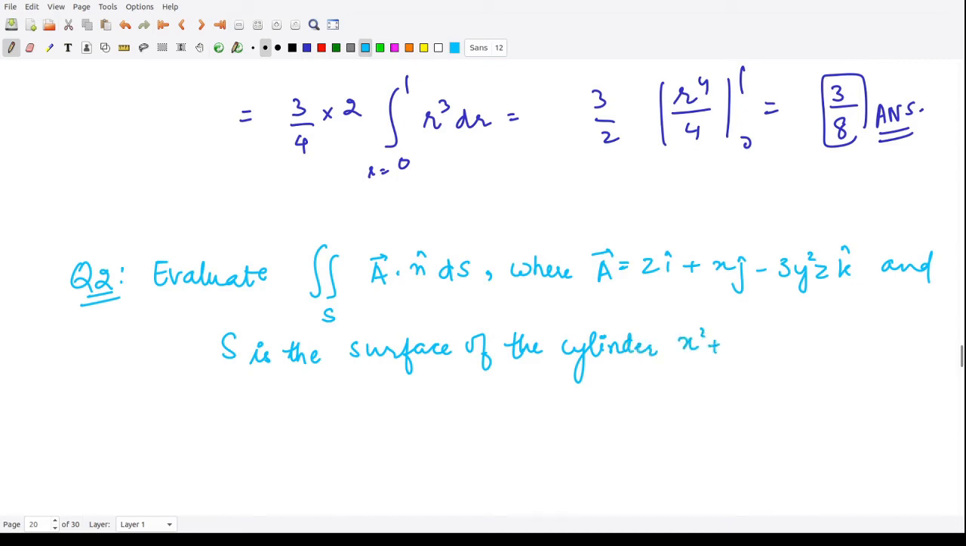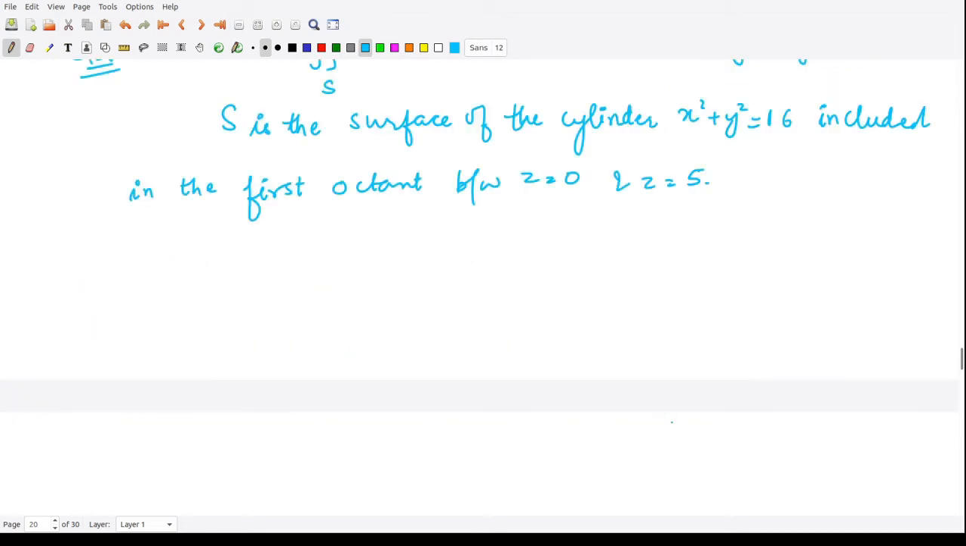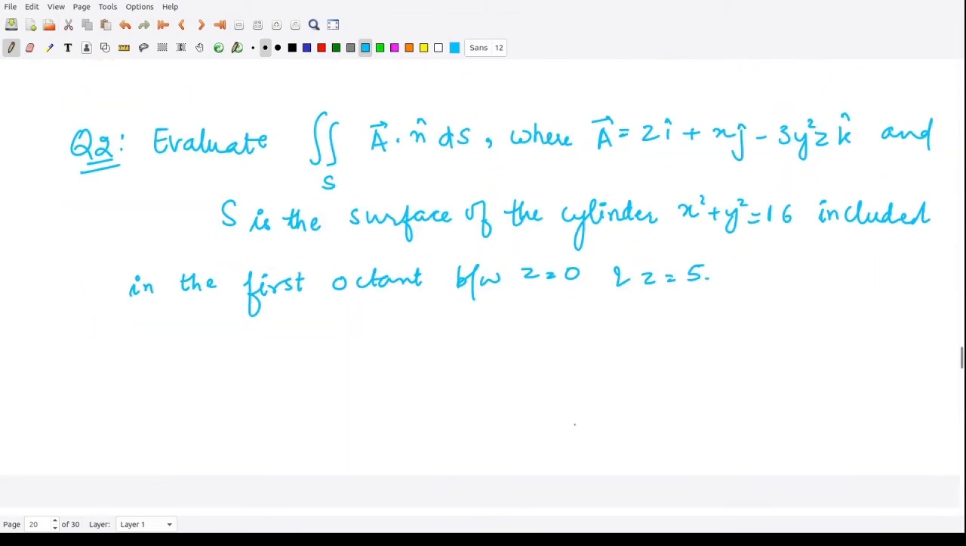x square plus y square is equal to 16, included in the first octant between z is equal to 0 and z is equal to 5. So this is our question. So here we are to calculate this surface integral, and here the surface is given by this cylinder.